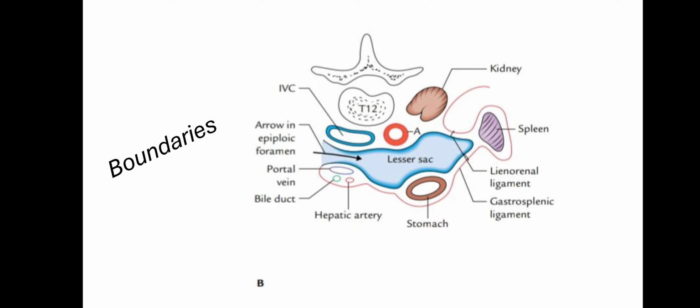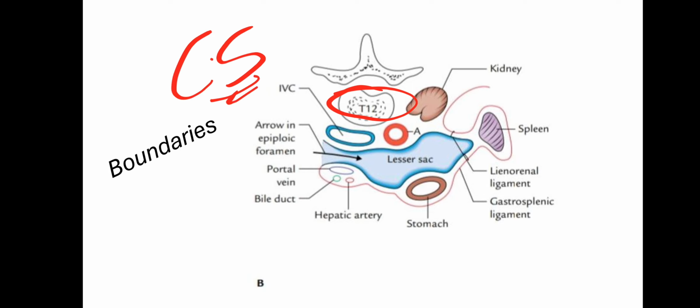Now if we take a cross section at the level of the epiploic foramen, which is usually taken at the level of T12, the epiploic foramen can be seen. This is a cross sectional view. At the level of T12, you can see the anterior boundary and the posterior boundary. The epiploic foramen's anterior boundary is the free border of the lesser omentum with its structures, that is the hepatic artery, bile duct and the portal vein. And the posterior boundary is nothing but the inferior vena cava.